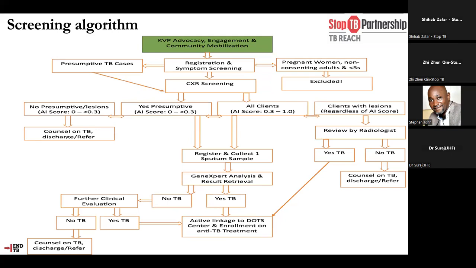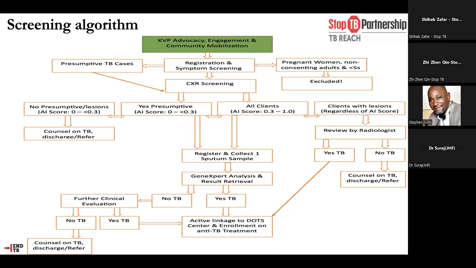So these are the outcomes from this screening. The first is that we can have a group that are not presumptive TB cases, and they do not have lesions, and they have a low AI score of 0 to 0.3, less than 0.3. So this group are cleared of TB, discharged, or referred. I said referred here because some of the people might have a cardiomegaly or some other abnormalities within their chest wall, so they will need to see a cardiologist or other specialist.